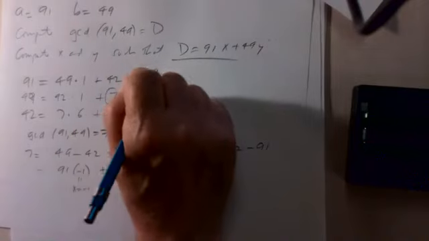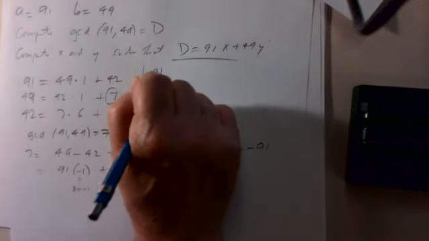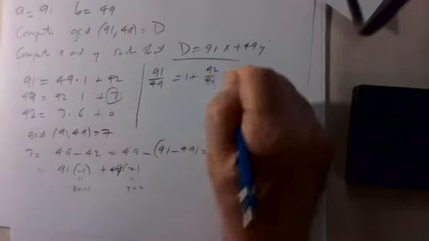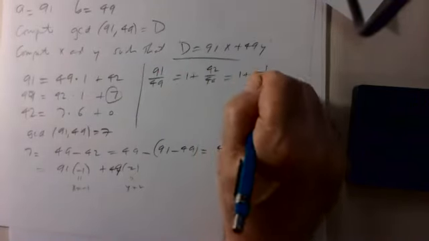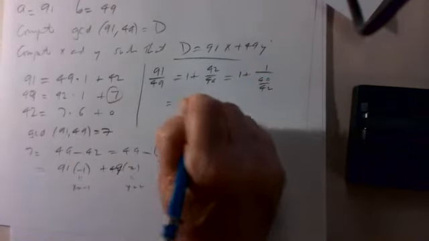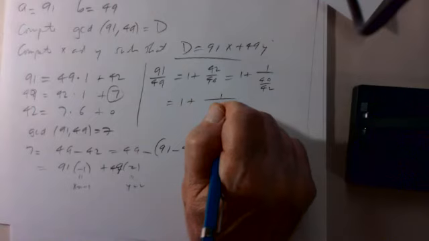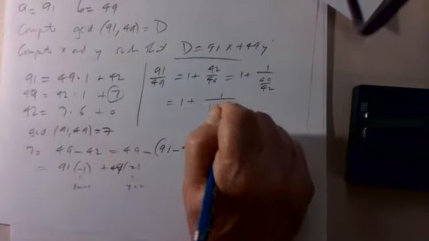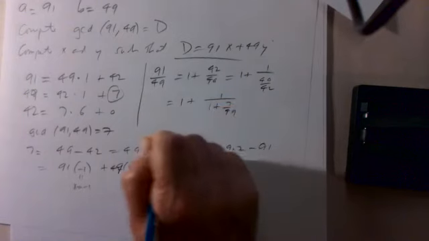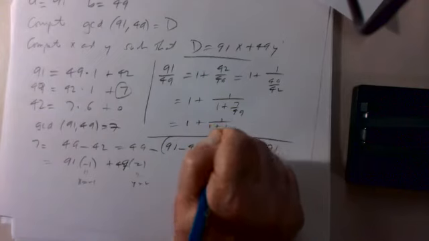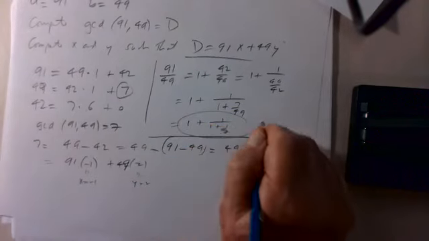And if you wanted to calculate the continued fraction, 91 over 49 is 1 plus 42 over 49, which is 1 plus 1 over 49 over 42, which is 1 plus 1 over 1 plus 7 over 42, which is 1 plus 1 over 1 plus 1 over 6. So that's the continued fraction.